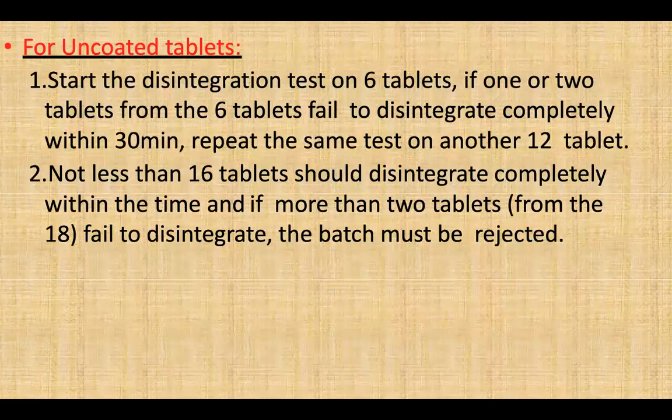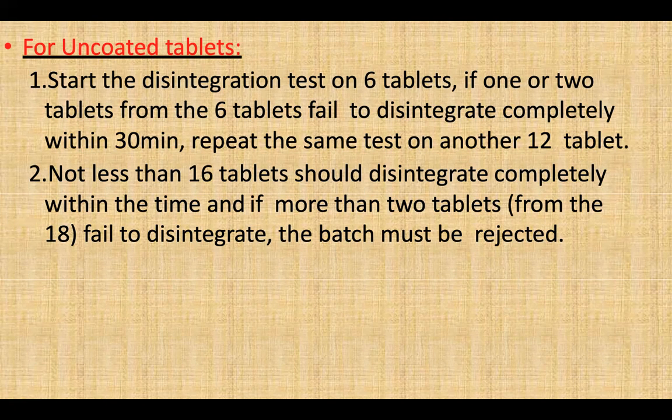For uncoated tablets, start the disintegration test on 6 tablets. So remember, this is for uncoated tablets. If one or two tablets from the 6 fail to disintegrate completely within 30 minutes, repeat the same test on another 12 tablets. Not less than 16 tablets should disintegrate completely within the time, and if more than 2 tablets from the 18 fail to disintegrate, the batch must be rejected. It means it is not a standard drug.